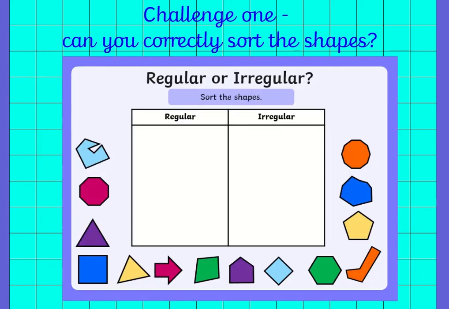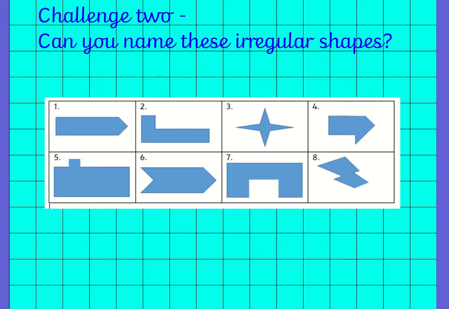So, my challenge 1, my starter challenge today is, can you correctly sort these shapes for me? Now, if you can't print it off, don't worry. You can just either write an R next to the regular and an I next to the irregular, however is easiest for you. But can you have a go through my shapes? Can you sort them into regular and irregular? Okay, well done.